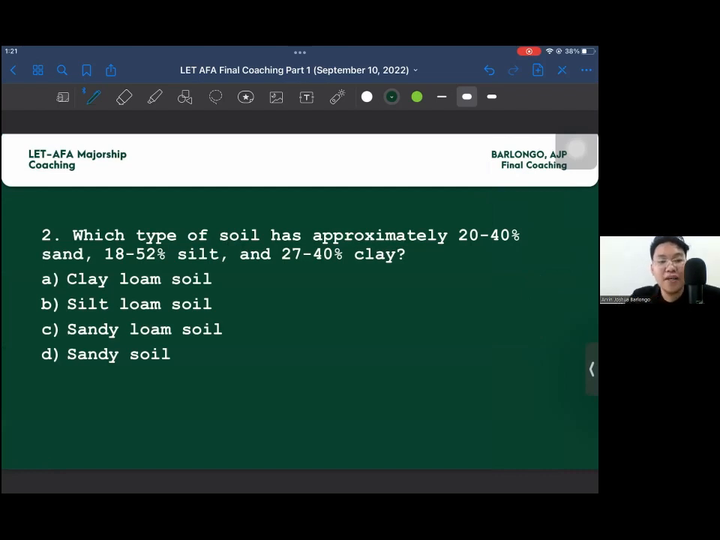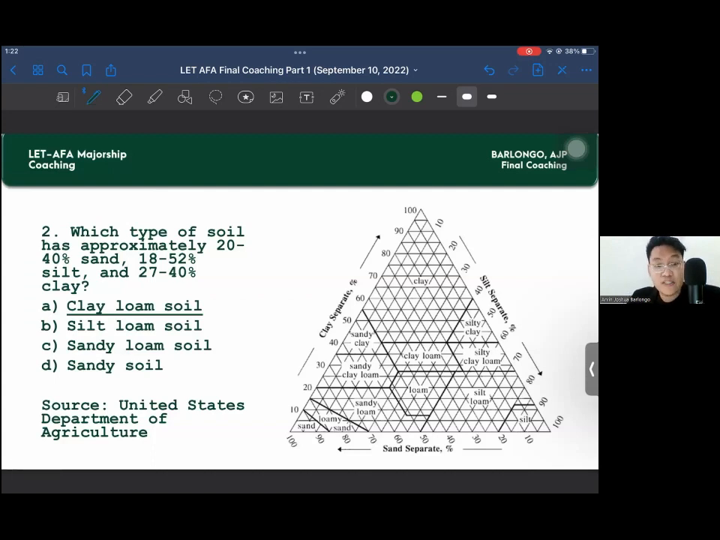Which type of soil has approximately 20 to 40% sand, 18 to 52% silt, and 27 to 40% clay? Okay, if maalala nyo in our soil science session, may sinabi akong technique dito. So, A, clay loam soil, B, silt loam soil, C, sandy loam soil, or letter D, sandy soil. Ayan, so 20 to 40% sand, 18 to 52% silt, and 27 to 40% clay. So the answer is letter A, which is clay loam soil.